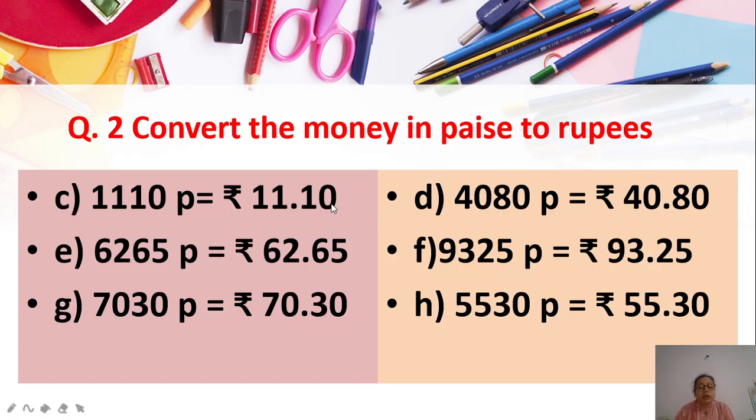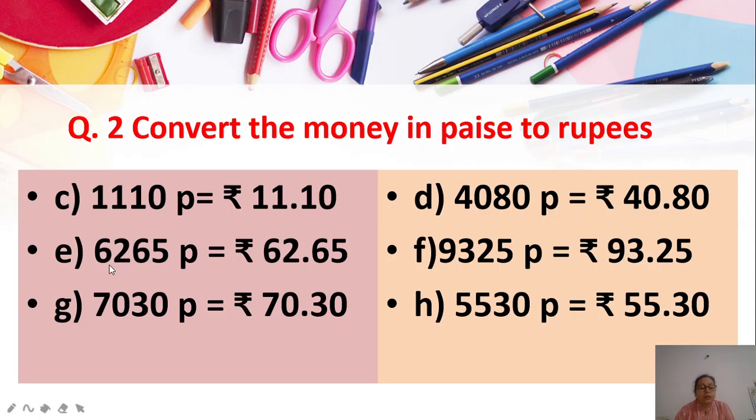So you can see here after two places we have given the dot. So we got the answer. It is rupees 11.10, which means rupees 11 and 10 paise. Now next is E question.